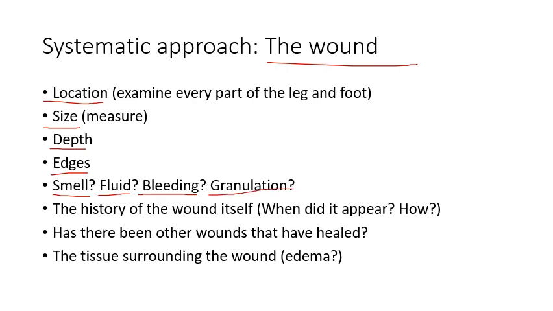Also ask the patient for the history of the wound itself. When did it occur? Did it occur spontaneously? Did it appear after a small trauma, or did the patient not notice at all? Did someone else notice that the wound was there? Have there been other similar wounds that have healed? That could be a good indication that we might be able to get this wound to heal too. And also, what is the tissue surrounding the wound like? Is this a huge area of edema? Is there pigmentation or changes in the skin, or is it just an isolated wound in itself?